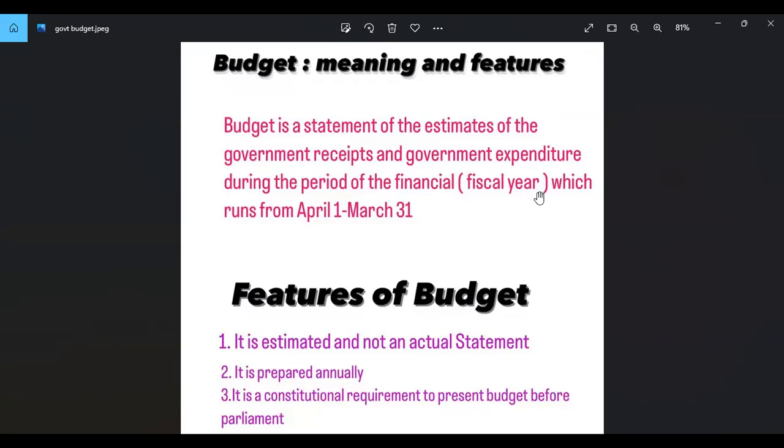And this financial year is from when to when? This is from April 1 to March 31. Basically when our normal year starts, it starts from January 1 to 31st December, right? But the financial year or the fiscal year starts from April 1 and lasts till March 31st. Clear, everyone?